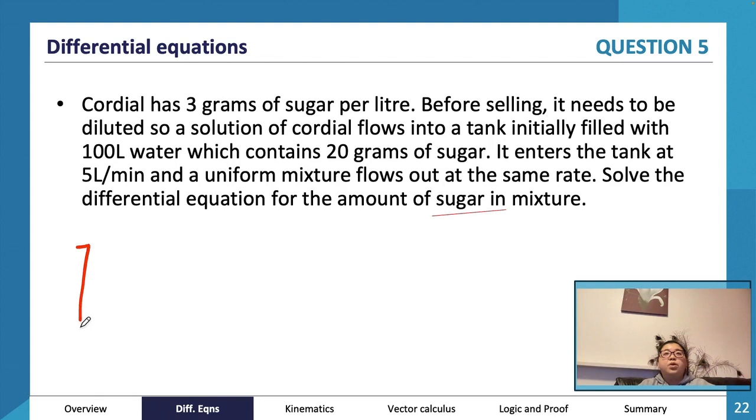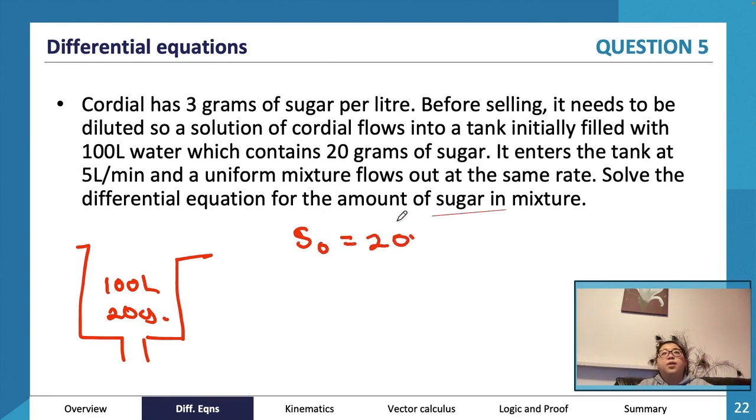So we draw out our tank, we have something coming out of our tank, and we can have stuff going into our tank as well. So there's 100 liters initially, and there's 20 grams initially in the tank. So i.e., let's say sugar, so S0 is going to equal 20, right? Or 20 grams. Okay, so then we go in and then come out.